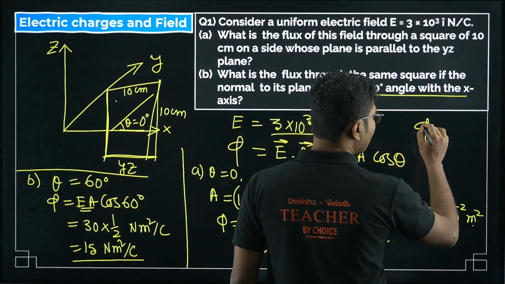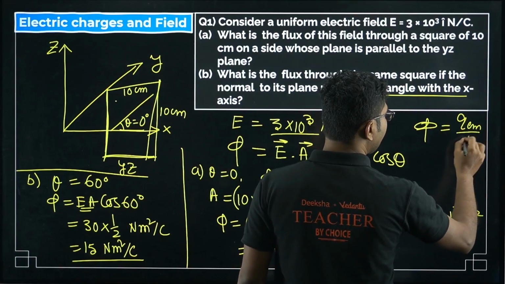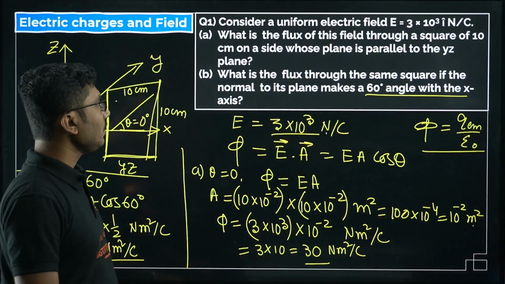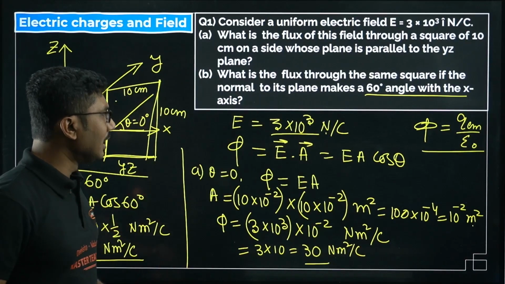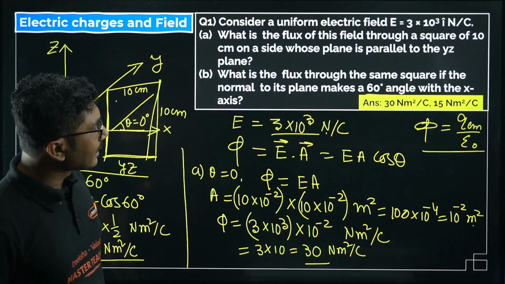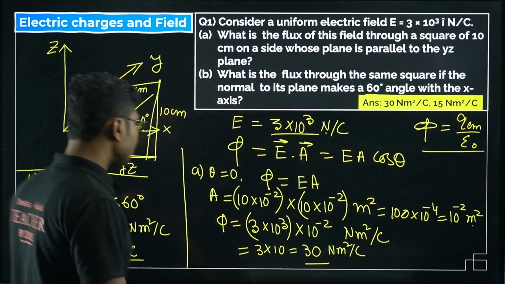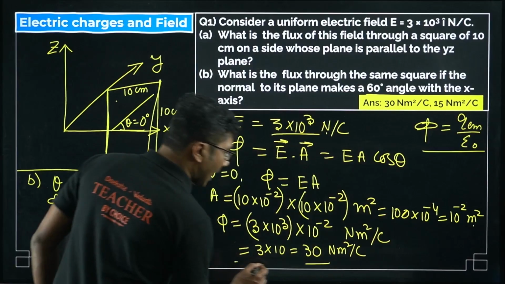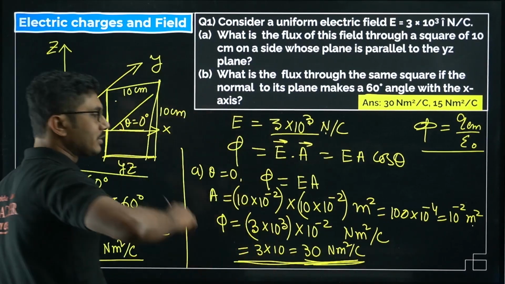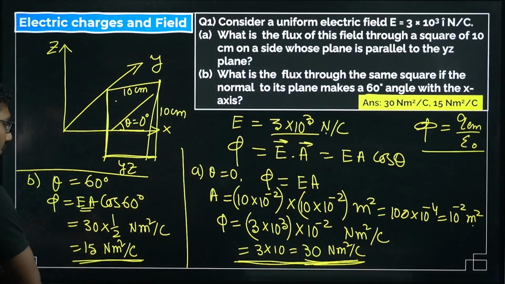We will solve one question on Gauss's theorem as well, that is Q enclosed by epsilon naught. From there you can find the charge as well. So that is how you can learn more about solving problems. Next, let's see the answer. So 30 Newton meter square per coulomb, 15 Newton meter square per coulomb. So we have solved both the questions, and after solving, you have to underline or box the final answer so that the examiner can see what your final answer for the problem is.